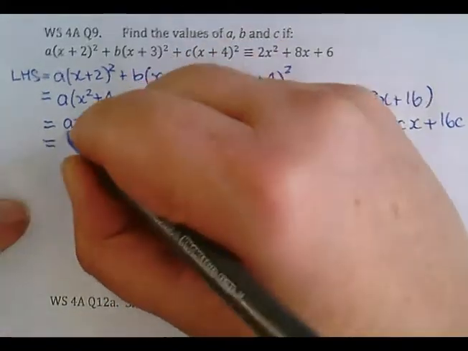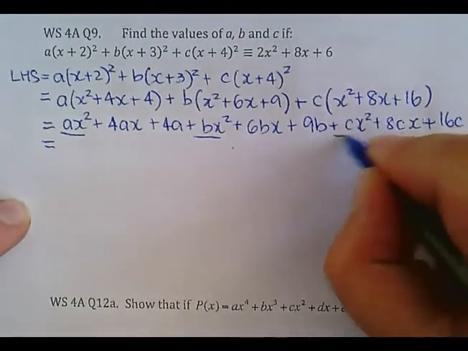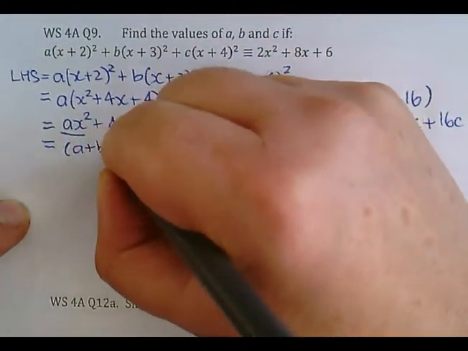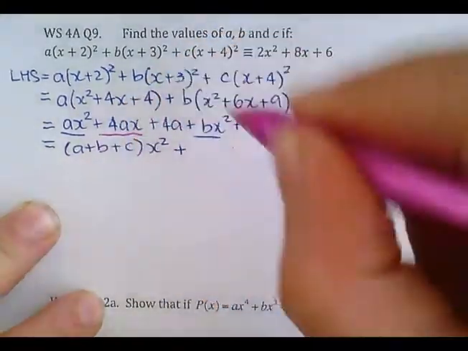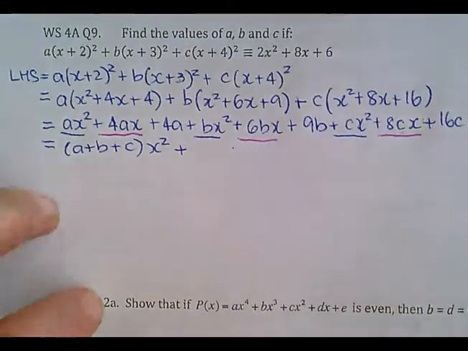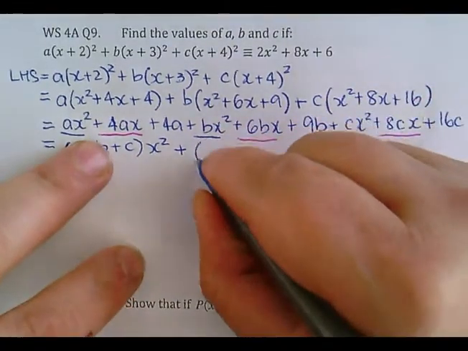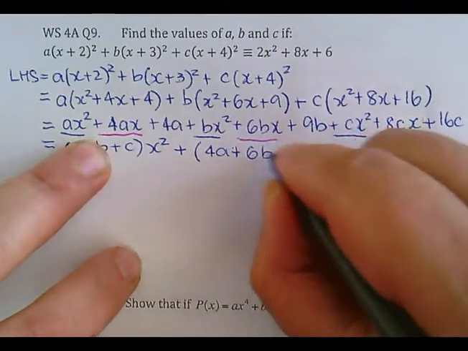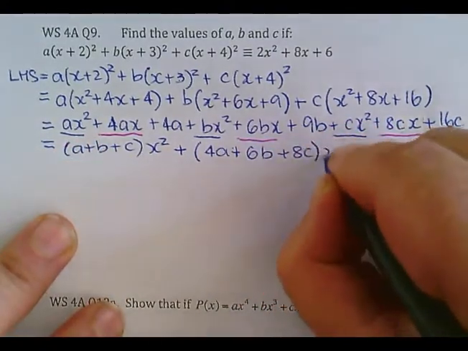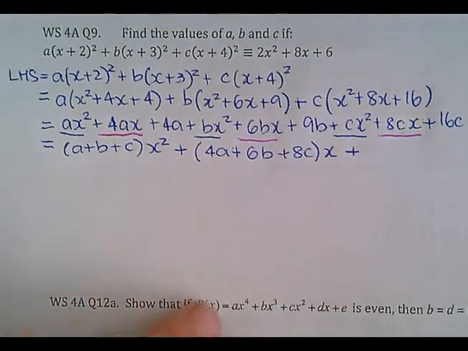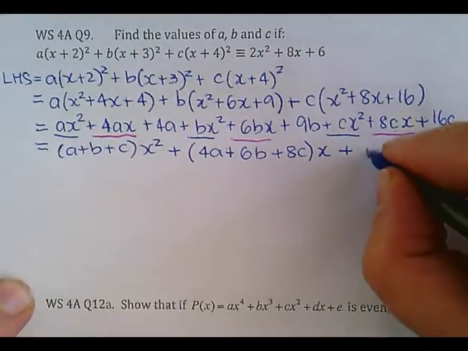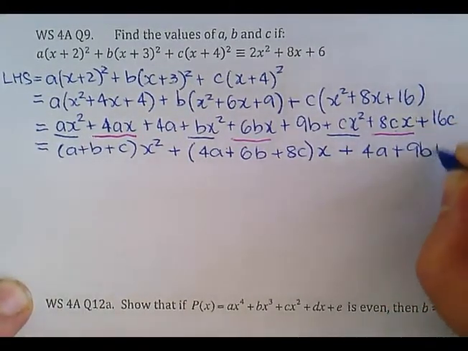You know the x squareds, I'm underlining them: ax squared plus bx squared plus cx squared, isn't that a plus b plus c times x squared? Isn't that the coefficient of the x squared? Plus, let's look at all the x terms underlined in pink. The coefficient of the x term is 4a plus 6b plus 8c, times x. And the constant term is 4a plus 9b plus 16c.